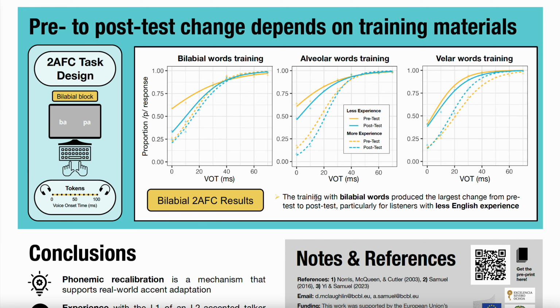But what we were primarily interested in is whether our training would affect categories and move them to the right. What I'm showing you here is just the bilabial block of data. There's more data, and you're welcome to go look at the preprint if you want to see all of the data. But this is just data from the bilabial 2 AFC task.